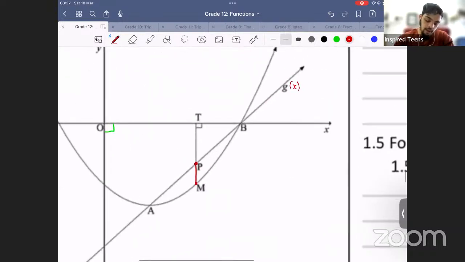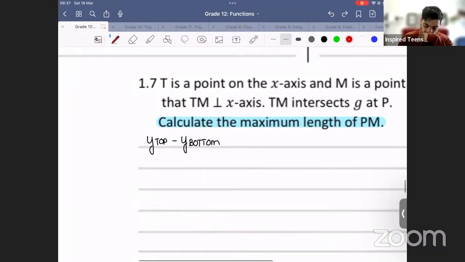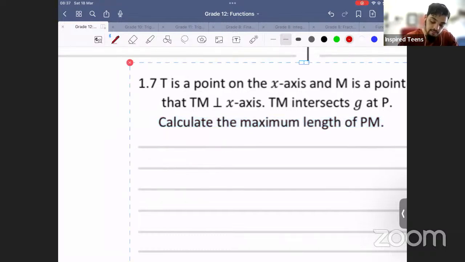So what we're going to do is calculate the vertical distance between PM. That's going to give us an equation that represents the vertical distance between these two graphs for when g of x is above f of x. So it's going to give us the equation to calculate any of these lines between the two graphs where g of x is above. Because it's y top minus y bottom, the graph that's on top is g of x. The graph that's at the bottom is f of x. I'm going to say g of x minus f of x.